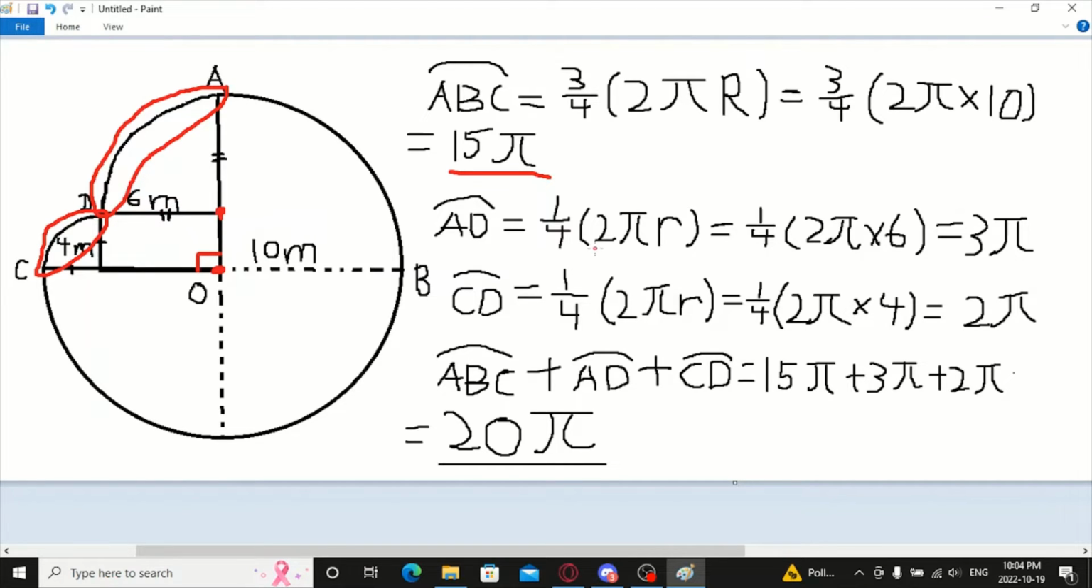So we take the formula for a full circle again, which is 2 times pi times r, and instead of the radius being 10, it's 6 here, because this side is 4, so we subtract 4 from 10, and that gives 6. So we have 1/4 of the perimeter of a circle of radius 6, and we get 3 pi.